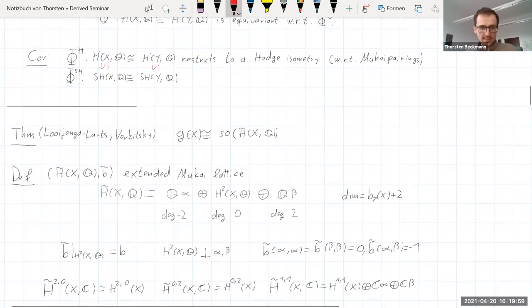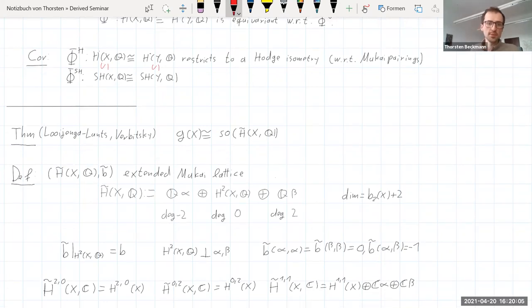It is a quadratic space, so it has a quadratic form. Let me define the quadratic form. On the second cohomology, I just use the usual Beauville-Bogomolov form, and on alpha and beta, I just want to have a rational hyperbolic plane. That is, alpha and beta are orthogonal to the second cohomology, alpha and beta both have self-pairing zero, and as in the case of K3 surfaces, they pair to minus one. So basically I have done exactly what I know for K3 surfaces.